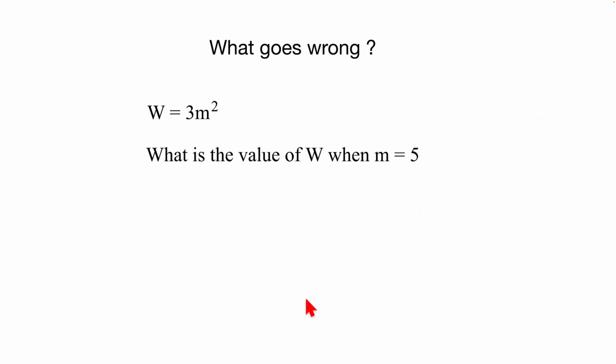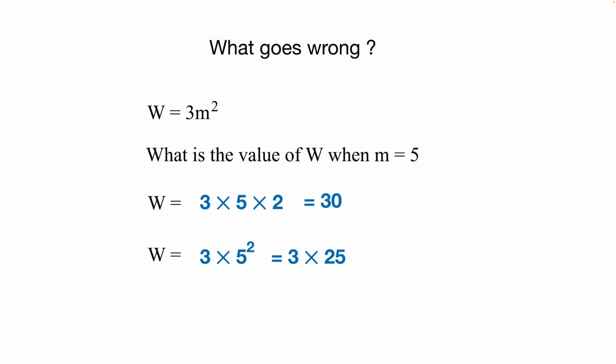What goes wrong here? What is the value of 3m squared? Oh dear, what is the value of w when m is 5? Amazingly, people write this. 3 times, well, I've put 5 where the m was, and I'll multiply it by 2. No. It is not equal to 30. That 2 has snuck in there. It shouldn't. We should know that w equals 3 times 5 squared. The 2 acts on the 5. And that, of course, is 3 times 25, which is 75. Let's hope this is a calculator question.